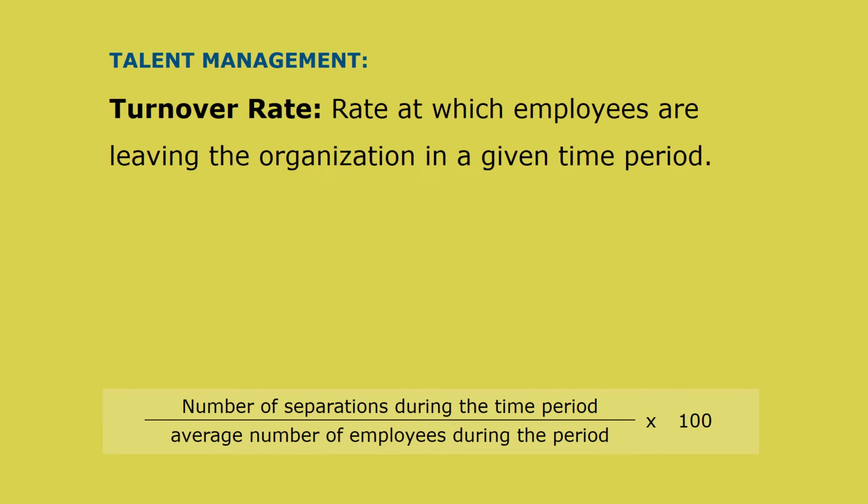Talent management are the integrated processes to attract, motivate, and retain productive and engaged employees. Turnover rate's a great metric. That's the rate at which employees are leaving the organization in a given time period. We calculate it by taking the number of separations during the time period over the average number of employees during the period and multiply it by 100.